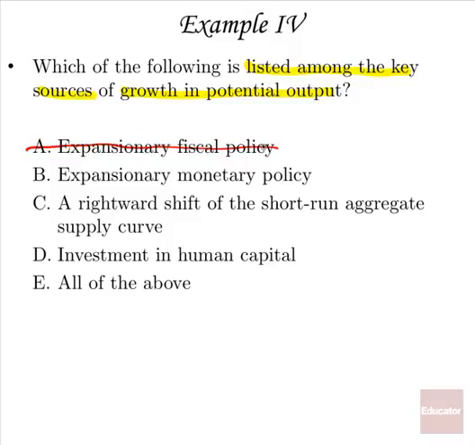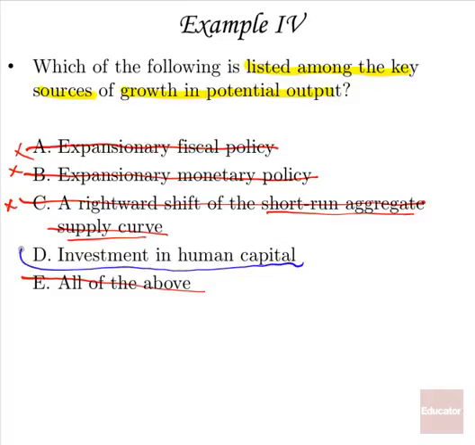Expansionary monetary policy. Again, you're just increasing or contracting the money supply. You're not actually increasing economic well-being in the long run. A rightward shift of the short-run aggregate supply curve. Again, this has more to do with the reduction of nominal wages. Investment in human capital, or all of the above. Well, we know all of the above has to be incorrect because we've proven A, B, and C are incorrect. So investment in human capital is absolutely what's going to increase long-run economic growth.